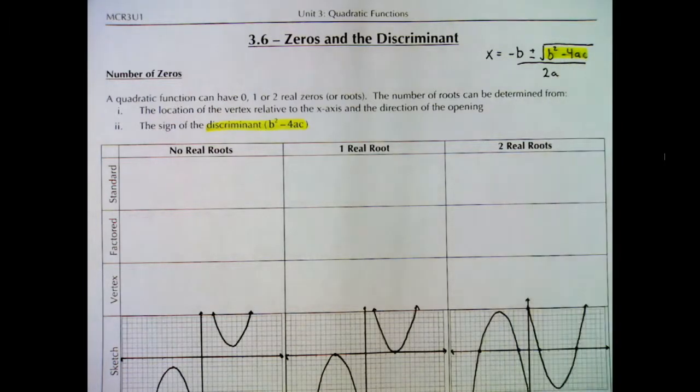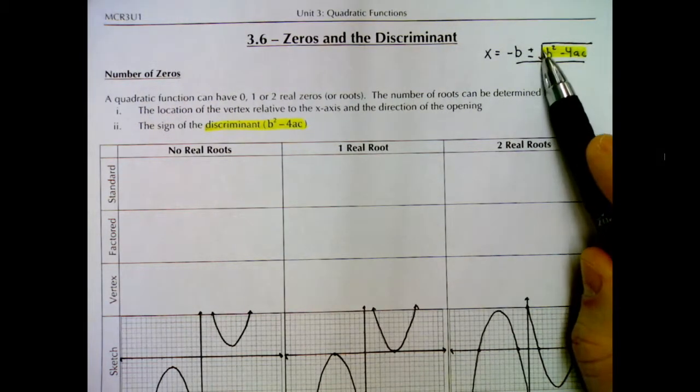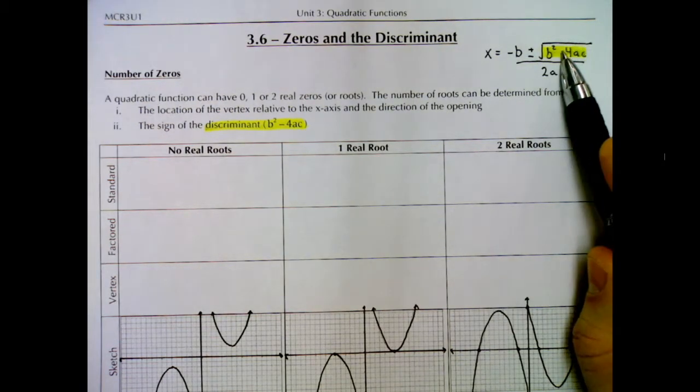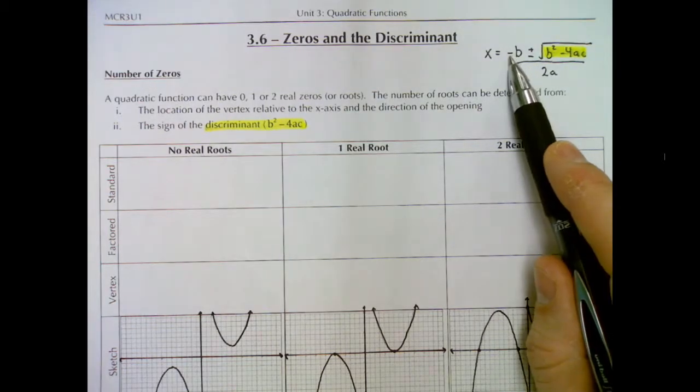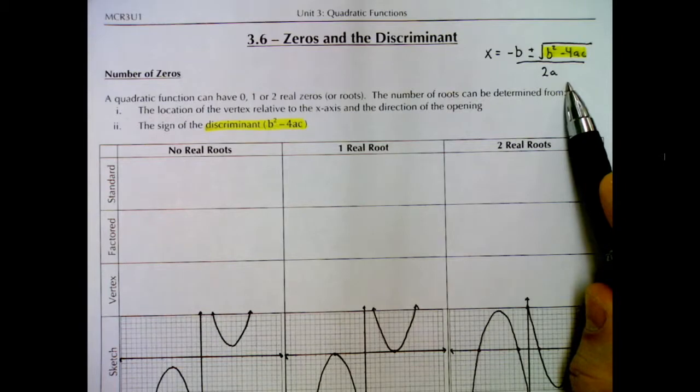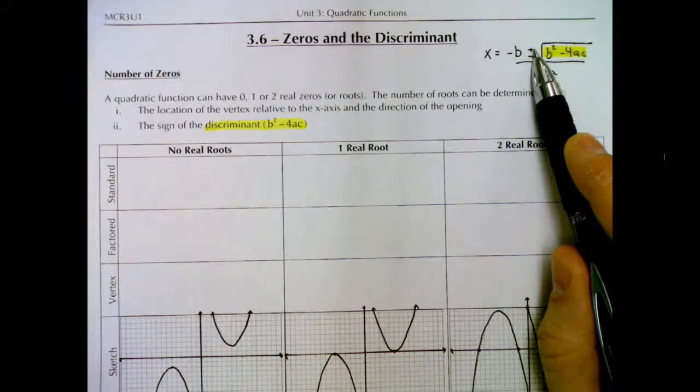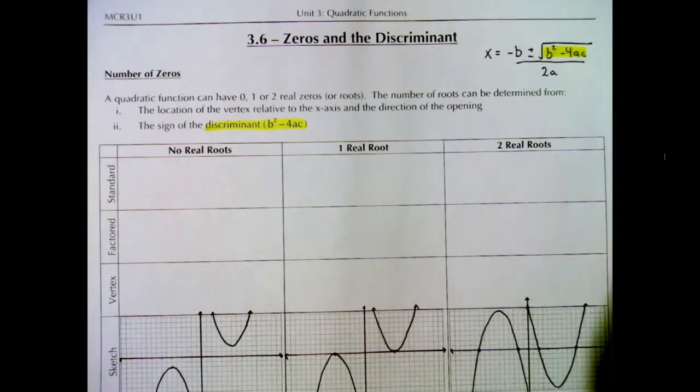And the reason that dictates how many solutions we have is because if you were to square root any positive number, you would get an answer. And then finishing this solution of the quadratic equation, you would take your negative b and add or subtract that positive answer, and that would create two different answers. So we'd get algebraically two real solutions.